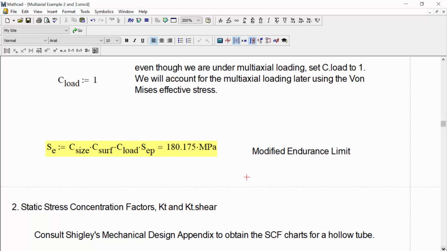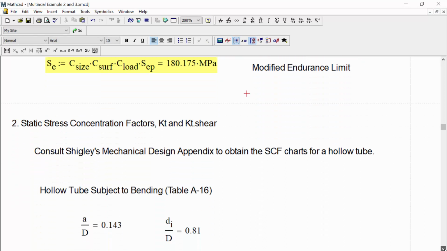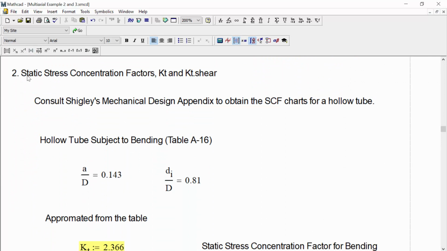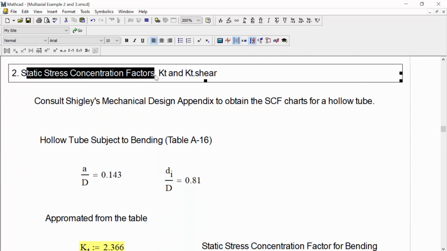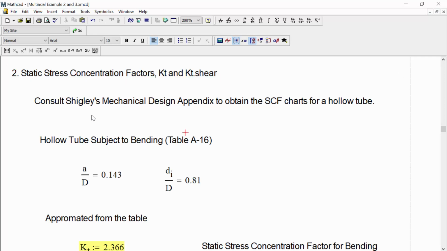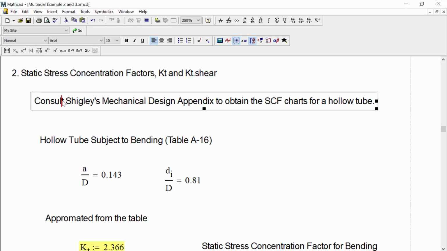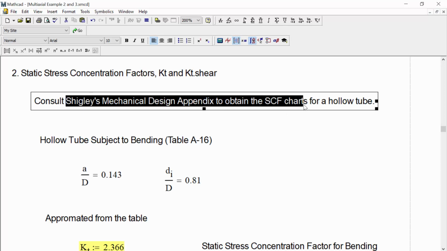So we finished step 1. Now let's move into step 2, which is finding our static stress concentration factors, KT and KT shear. Since our textbook does not have a chart for a hollow tube with a through hole, we will consult Shigley's mechanical design book. We'll look in the appendix and obtain the SCF charts for a hollow tube.